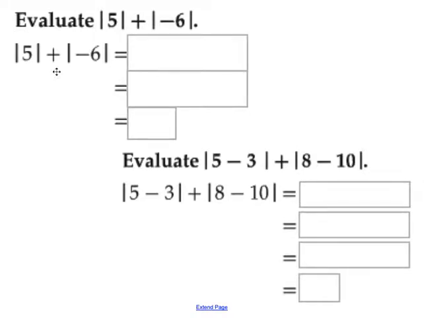Here's another example, 5 plus the absolute value of negative 6. And I think this would be a good time. Go ahead and try to pause the video and see if you can figure these two examples out on your own. And then I'll give you the answers when you come back.